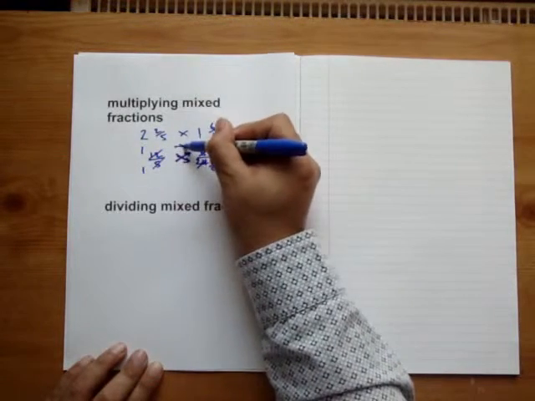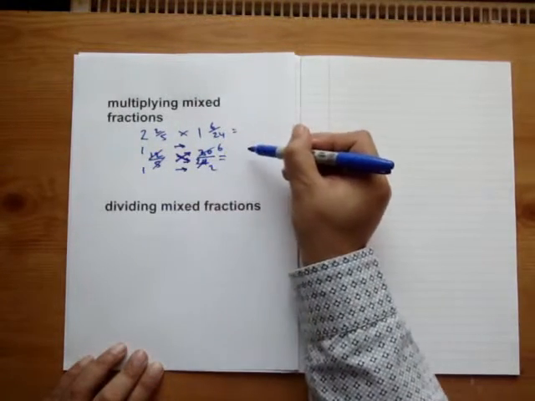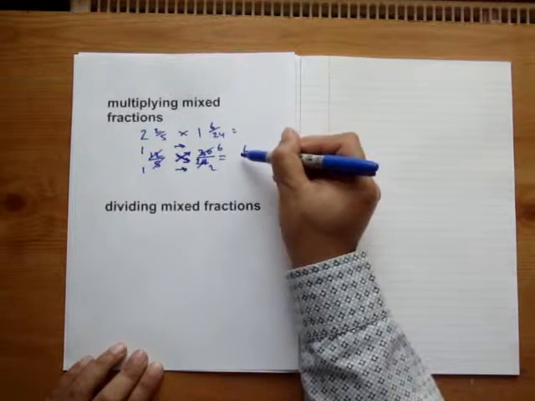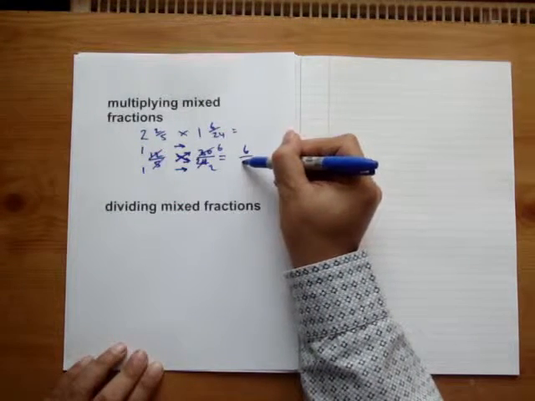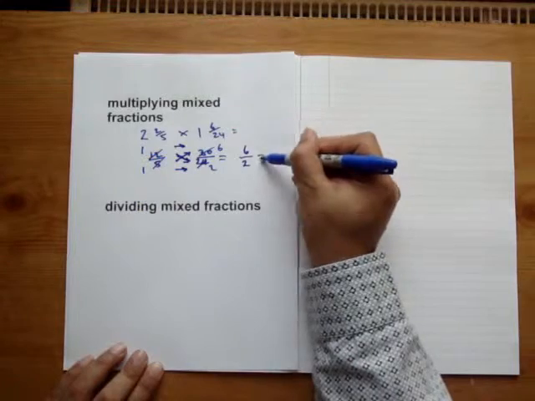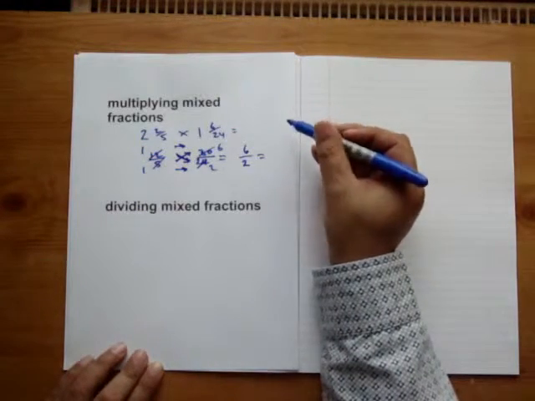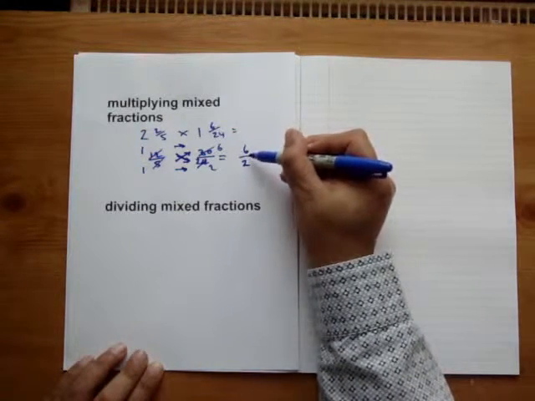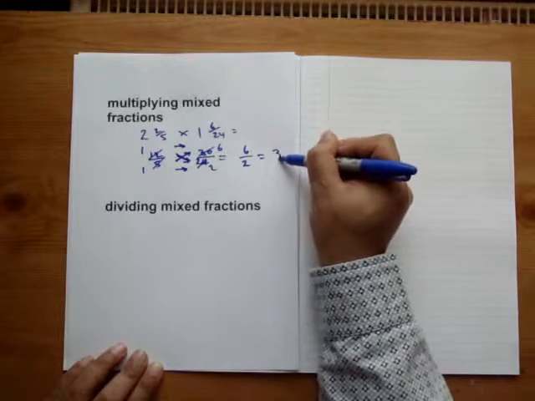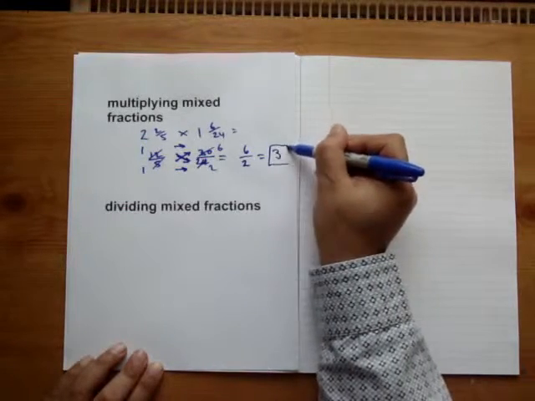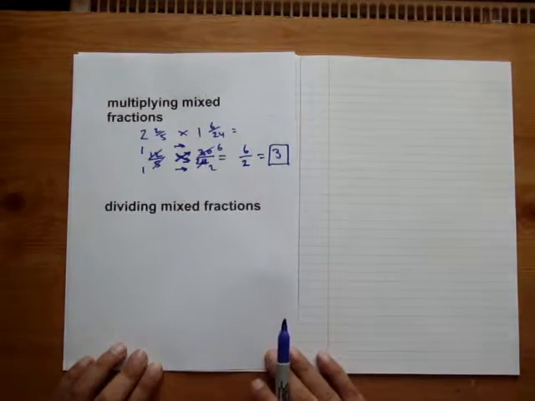Now we multiply across. 1 times 6 is 6, and 1 times 2 is 2. So that's an improper fraction. How many 2's go into 6? 3. No leftovers, no remainders, so the answer is 3.